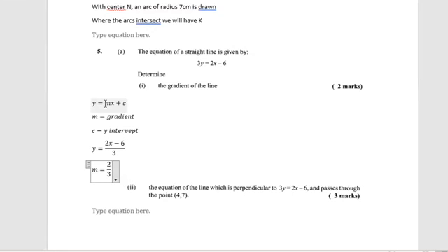Okay, and part 2 now asks us the equation of the line which is perpendicular. So we're going to determine the equation of the line which is perpendicular to 3y equal 2x minus 6 and passes through the point 4 and 7.